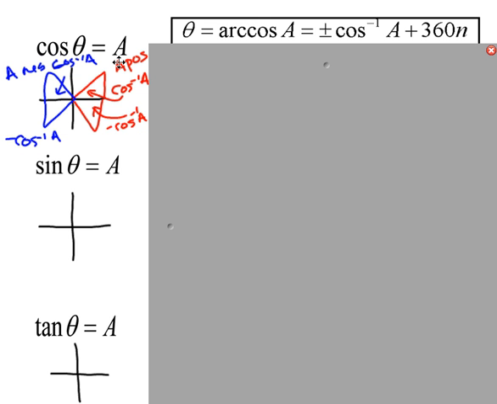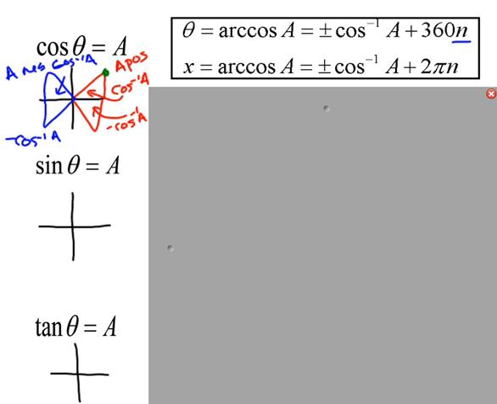So for degrees, it's plus and minus inverse cosine, and then plus 360n. What that does is it says, well, if I have an answer right here, there's another solution 360 degrees away. All right, and if we're in radians, it's the same idea. It's still plus and minus inverse cosine, but then we would add 2 pi instead of 360.